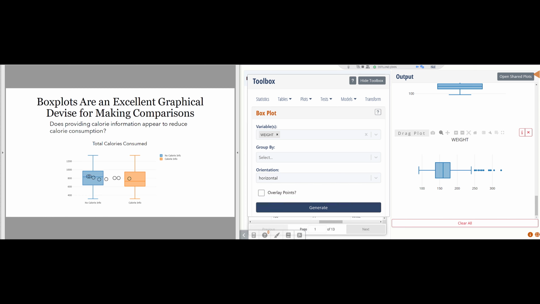Now, here we're doing some side-by-side box plots of the people who did not receive any calorie information versus the people who did receive calorie information. And we're asking a question here. Does providing random people with calorie information appear to reduce their overall calorie consumption?